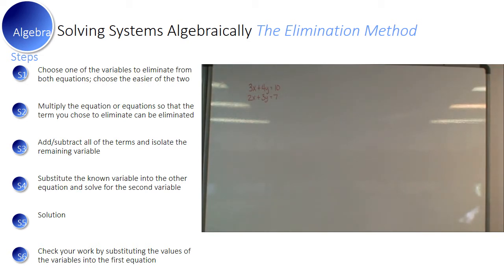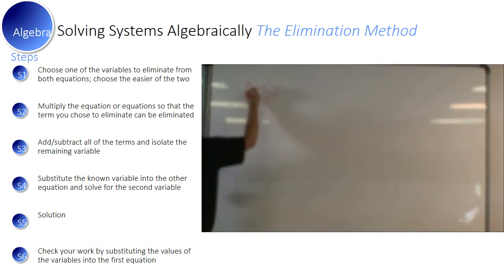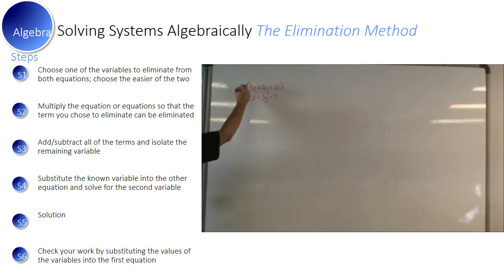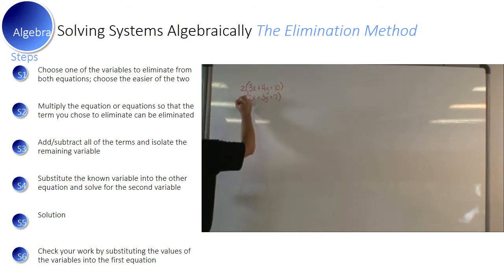We're going to need the least common multiple of 3 and 2. Least common multiple of 3 and 2 is 6. If we take a look at the 4y and the 3y, the least common multiple of 4 and 3 is 12. So the easier one to eliminate is going to be the x variable. So what we'll do in order to get to 6 is we're going to multiply the top equation by 2. We're going to multiply the bottom equation by 3.